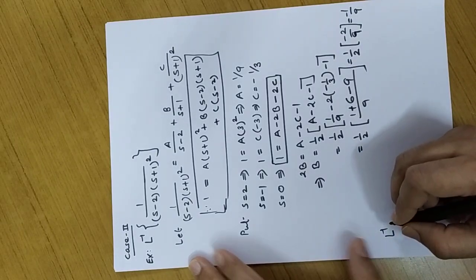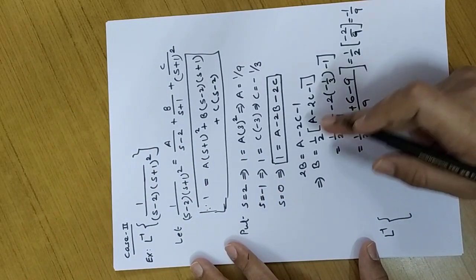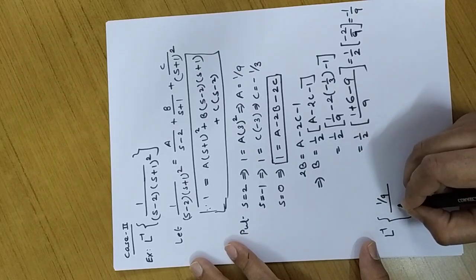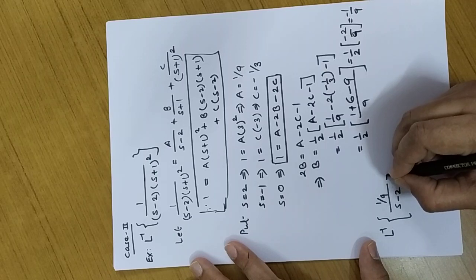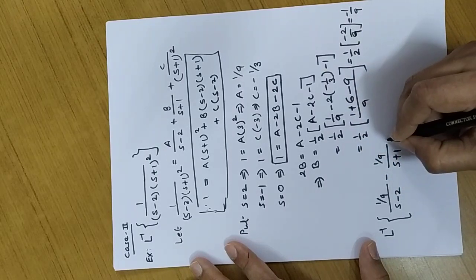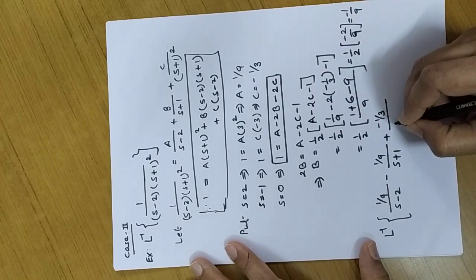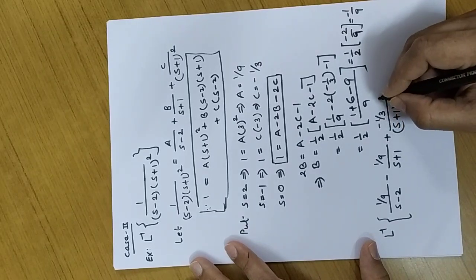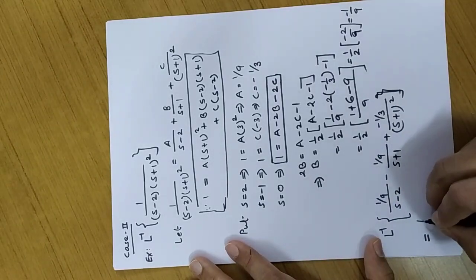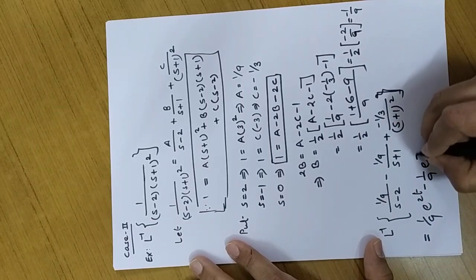So now L inverse of this is equal to L inverse of this. L inverse of A by the first factor, where A is 1 by 9, so 1 by 9 into 1 by (s minus 2), plus B, where B is minus 1 by 9, divided by (s plus 1), plus C, where C is minus 1 by 3, divided by (s plus 1) square. Now one last step, find the inverse Laplace of this: 1 by 9 e raised to 2t minus 1 by 9 e raised to minus t.